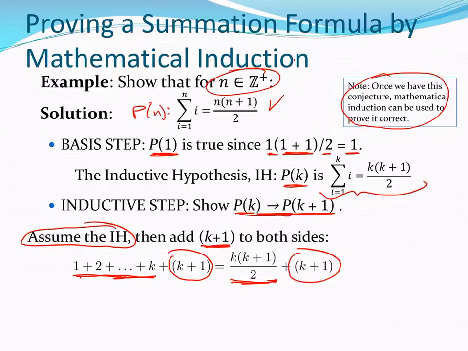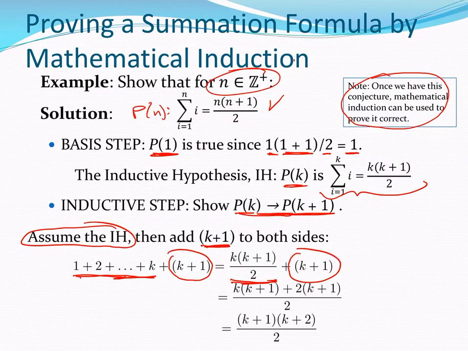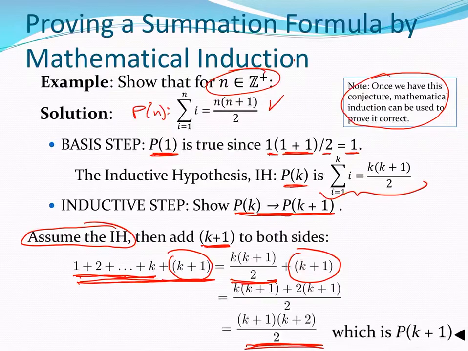And now I will resolve the right-hand side by factoring out k plus 1 to get k times k plus 1 plus 2 times k plus 1, all over 2. And now I combine those by giving them a common denominator. Now I will factor out k plus 1 to get k plus 1 times k plus 2 over 2. And now we can see that if we take the entire left side and the entire right side, I have established that P of k plus 1 follows from P of k, and we have proven the result by mathematical induction.